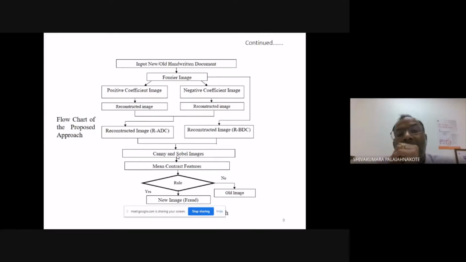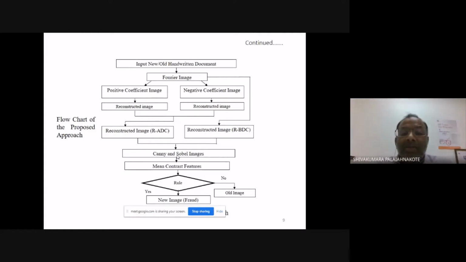In case of old documents, what happens here? Old documents are distorted images, poor quality images. When an image is suffering from poor quality, when you are classifying positive and negative coefficients, definitely you can expect some of the coefficients will be misclassified: some of the positive coefficients will be classified as negative coefficients, or some of the negative coefficients will be classified as positive coefficients. So when you reconstruct the image using these misclassified coefficients, then definitely there will be some reflection in your final reconstructed image for the old document.